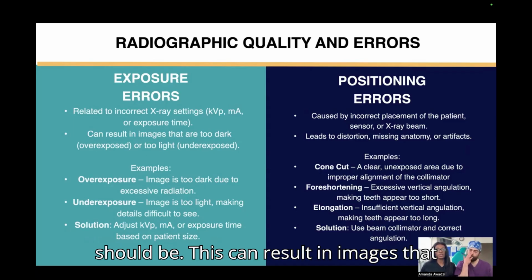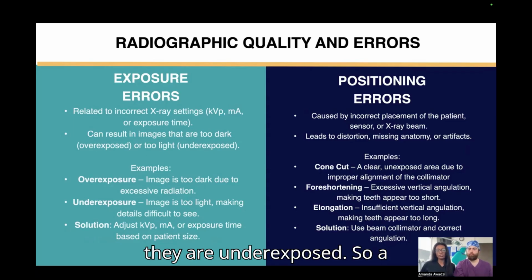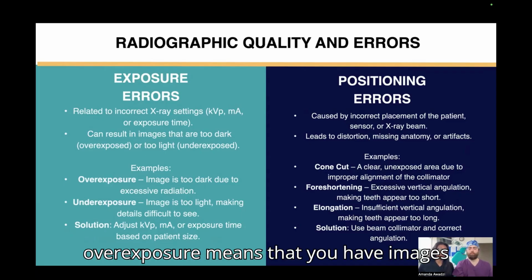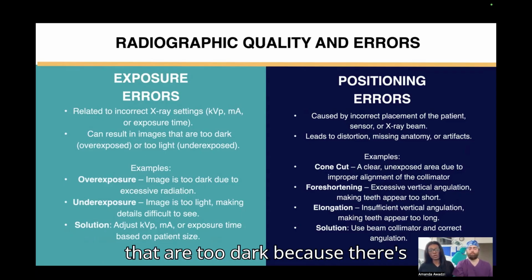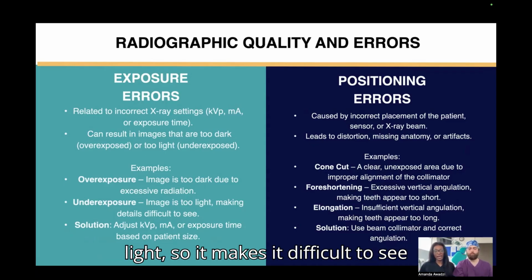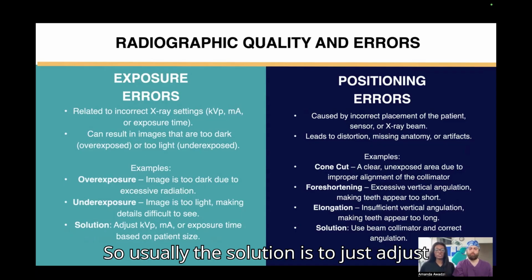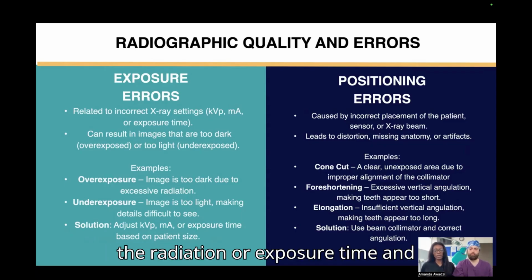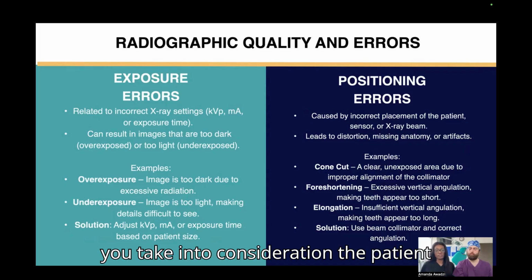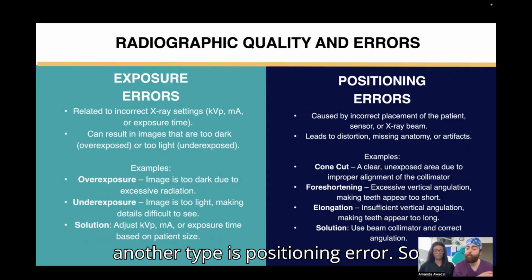This can result in images that are too dark, which means that they're overexposed, or too light, which means they are underexposed. So a couple of examples here. Overexposure means that you have images that are too dark because there's excessive radiation, and you have underexposure where the image is too light, so it makes it difficult to see any details within the radiograph. So usually the solution is to just adjust the radiation or exposure time, and you take into consideration the patient size as well.